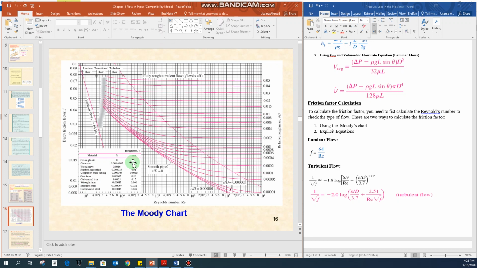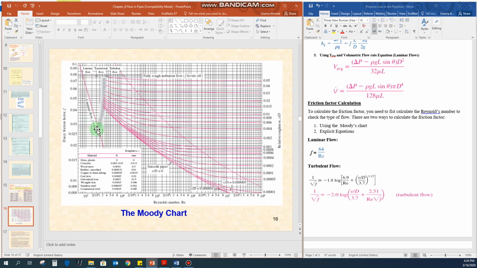This one is a Moody's chart that you can use to calculate the value for the friction factor for both the laminar flow and for the turbulent flow. Now to calculate the value for this friction factor from this chart, you need to have the value for the Reynolds number, and you need to have the value for the relative roughness. Relative roughness needs the roughness of the material and the diameter of the pipeline, and for the laminar flow you can also rely on this equation.